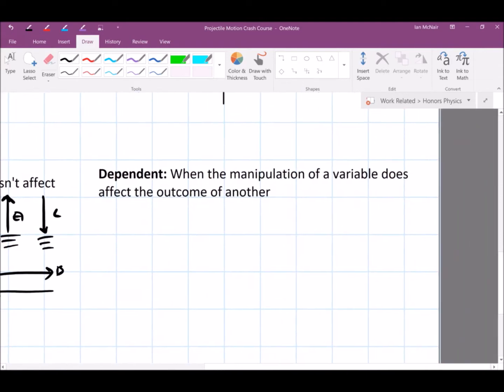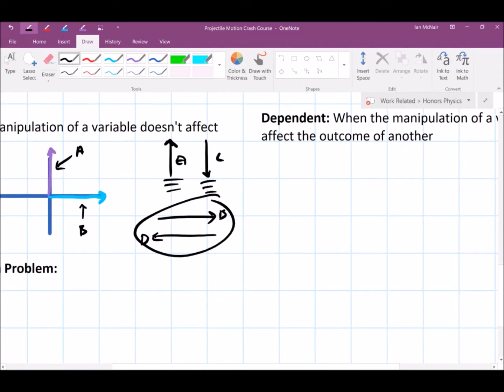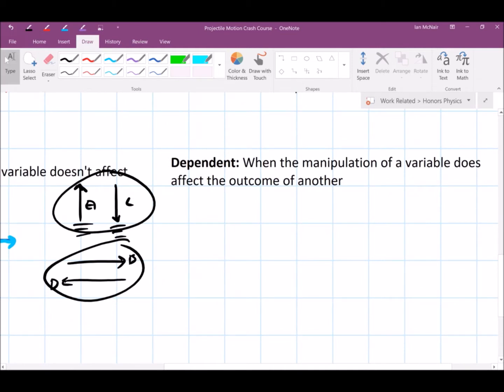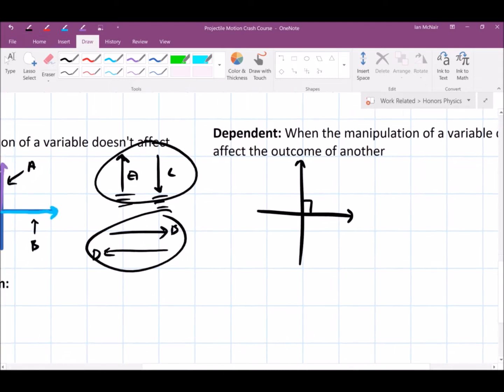Dependent ones would be essentially these guys right here. So vectors that point either both vertically, they do affect each other, or both horizontally, they do affect each other. But if they point perpendicular to one another, perpendicular being they are 90 degrees from each other, those do not affect each other. And this is going to come into play with our example problem here.